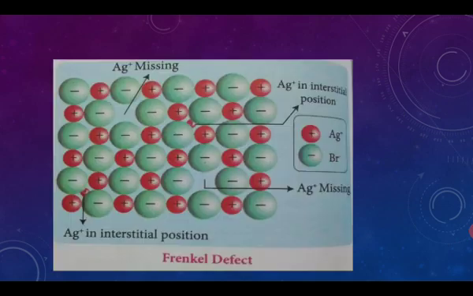For the Frankel defect, see the diagram. In this diagram, we have one arrow mark showing that Ag plus is missing from that particular lattice. The missing Ag plus is occupied in another place, which is known as interstitial position. Ag plus in interstitial position, that is, it occupies in between a cation and anion. You just see the figure once again.